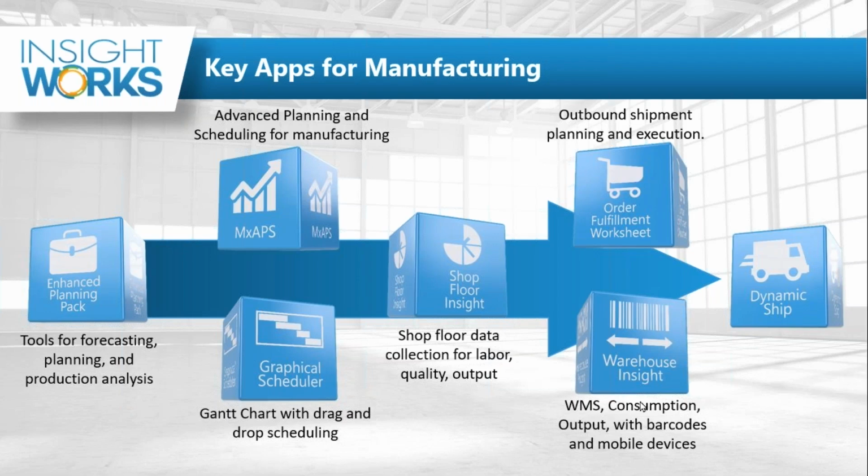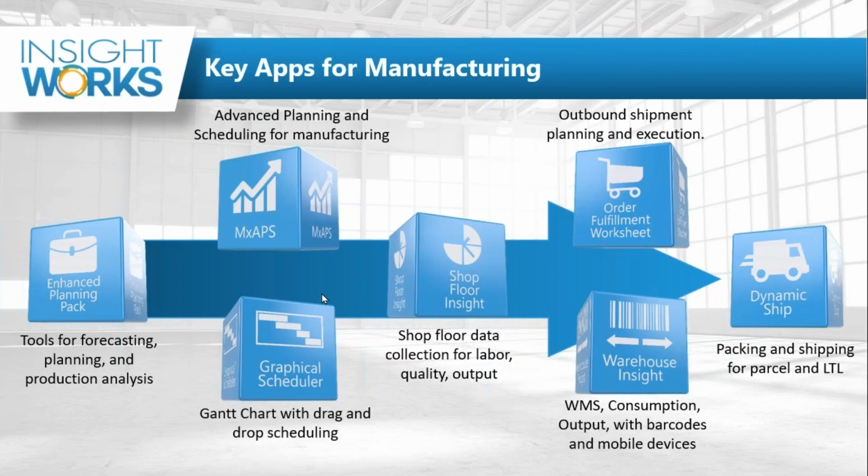And Warehouse Insight, incidentally, can also do manufacturing, so it can do consumption and output on a handheld device or tablet or something like that as well. And then finally, once we've planned what we're shipping out and picked it and everything, you can use Dynamic Ship or Order Ship Express to get that product out the door. Dynamic Ship does a lot more than Order Ship Express. Again, Order Ship Express is free, and it does domestic parcel shipments. Dynamic Ship will do international, LTL, full truckload, parcel, all of that kind of stuff. Very comprehensive shipping solution to get your stuff out the door. But really, what we want to focus on are the scheduling pieces.